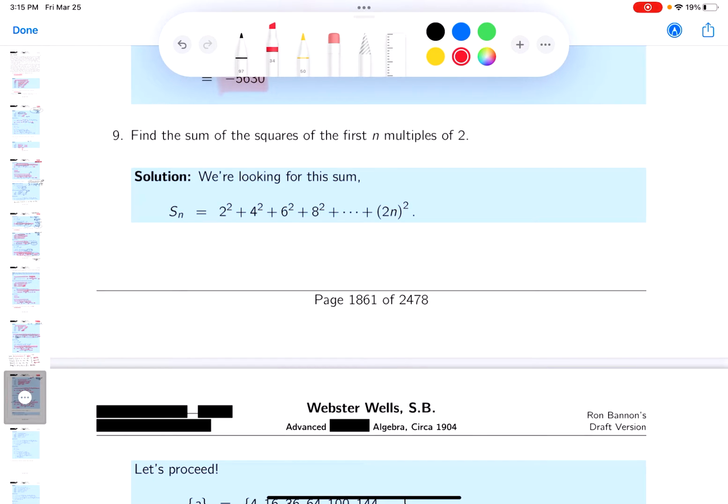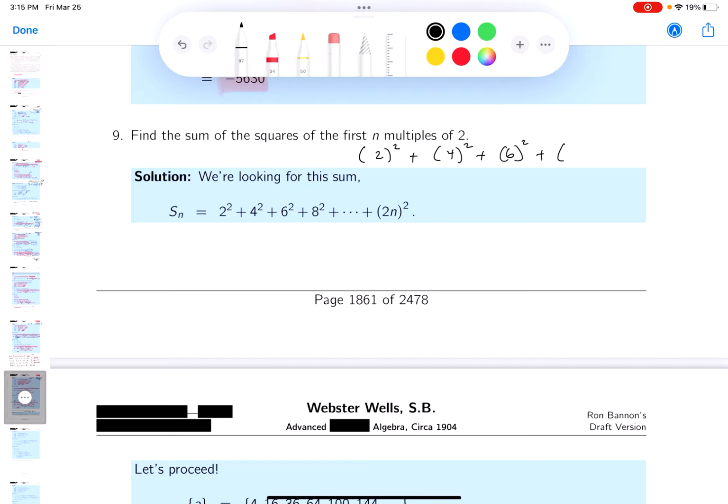Okay, it says find the sum of the squares of the first n multiples of 2. So let's write this down. It would be 1 times 2 squared. Then it would be 2 2's, which would be 4 squared. And then it would be 3 times 2, which would be 6 squared.